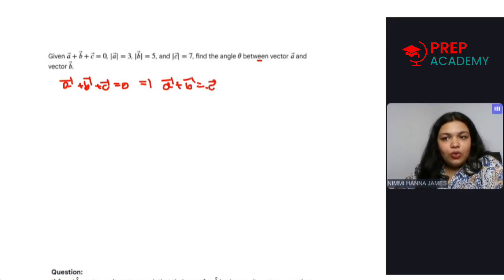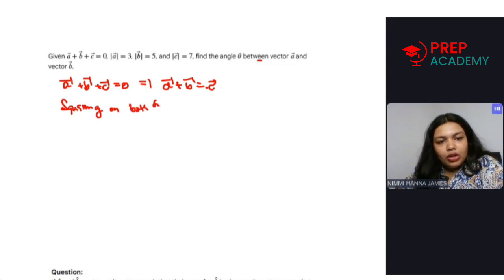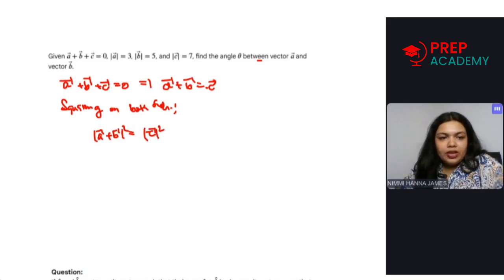Now the next step is squaring. As I said, we've done in a previous question, if some of these kind of questions come, square and then apply the identity. That is the only way. So squaring on both sides, we have modulus of a plus b the whole squared is equal to modulus of minus c the whole squared.